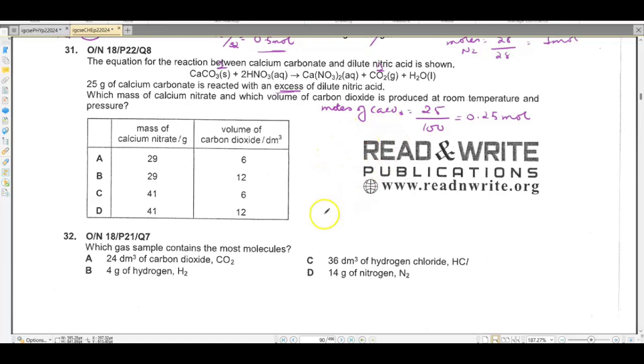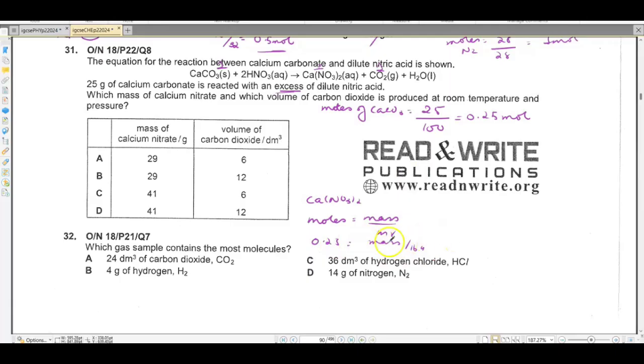Once we have that, we also need the mass of calcium nitrate. This is also in a ratio of 1:1 with calcium carbonate, so its moles would also be equal to 0.25 moles. So let's first find the mass of calcium nitrate. How are we going to do it? Moles is equal to mass by Mr. The moles we have is 0.25, the mass we need to find, and Mr for calcium nitrate is 164.